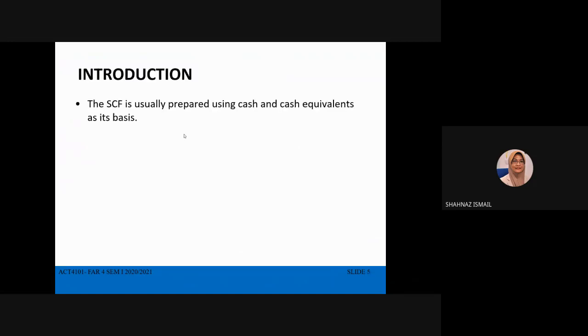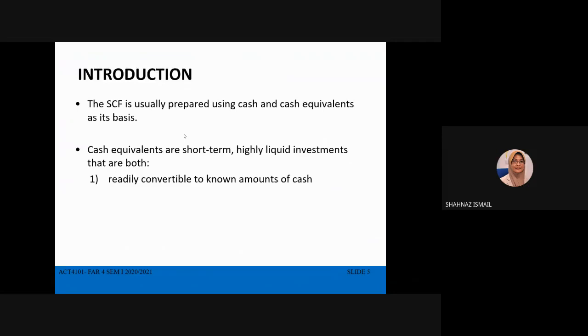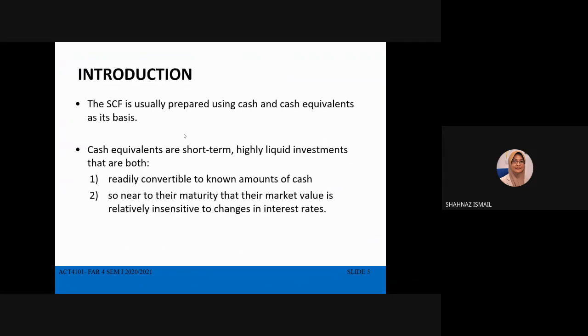So the statement of cash flow is usually prepared using cash and cash equivalents as its basis. So cash equivalents are short-term, highly liquid investments that are both readily convertible to known amounts of cash and so near to their maturity that their market value is relatively insensitive to changes in interest rates. And an example for cash equivalents is the marketable securities.